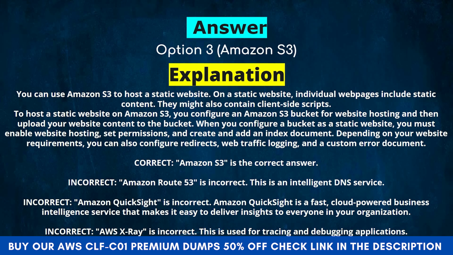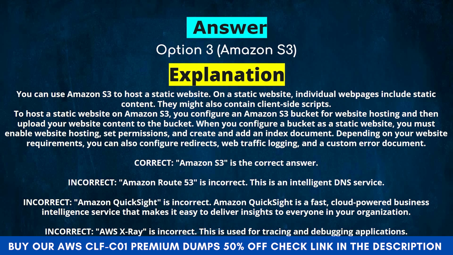On a static website, individual web pages include static content. They might also contain client-side scripts. To host a static website on Amazon S3, you configure an Amazon S3 bucket for website hosting and then upload your website content to the bucket. When you configure a bucket as a static website, you must enable website hosting, set permissions, and create and add an index document. Depending on your website requirements, you can also configure redirects, web traffic logging, and a custom error document.